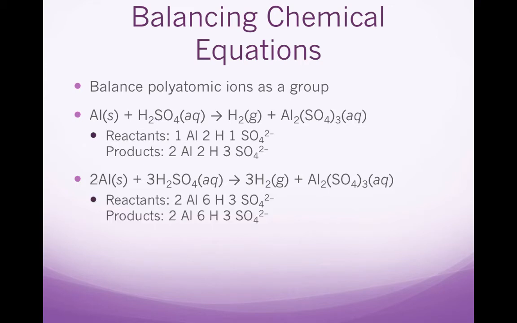So just a tip is that it's easiest to save things that are by themselves for balancing last. Like here's hydrogen by itself, here's aluminum by itself. Save those for the end because it's really easy to balance those. So you should first balance things that are bonded to other things in both the reactants and products.